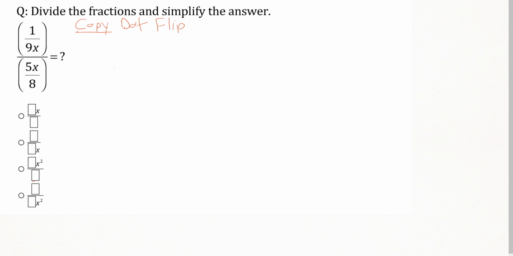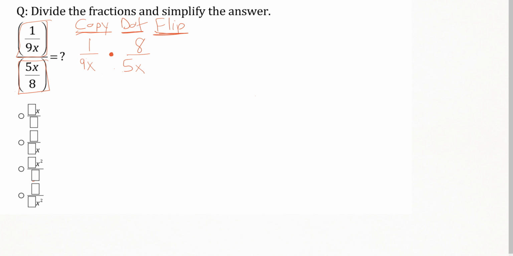So the first piece is the copy piece. And so all we're going to do is copy that exact top fraction right down onto our paper here. So 1 over 9x. The next portion, the dot, means just turn this division problem really into a multiplication problem. So put a dot for multiplication. And then the flip portion means take the bottom fraction and go ahead and flip it. And so instead of 5x over 8, we're going to end up flipping that and getting 8 over 5x.